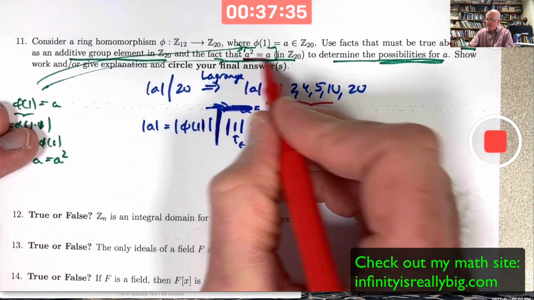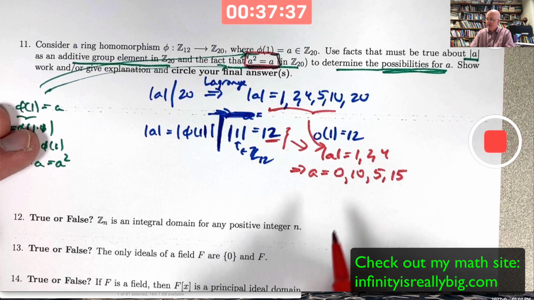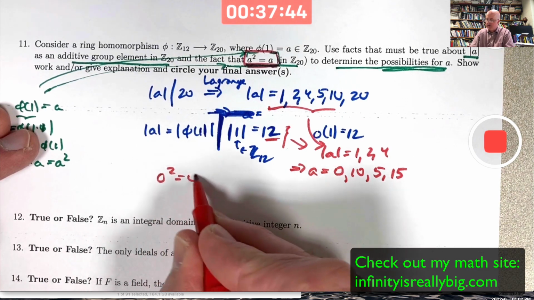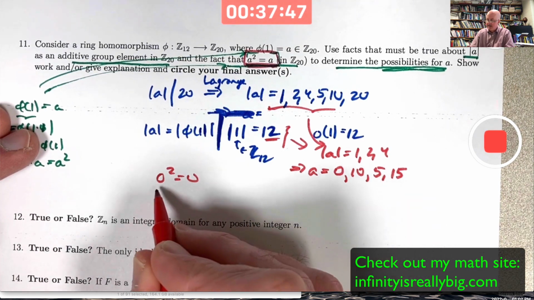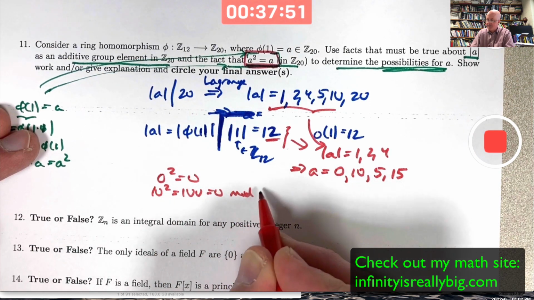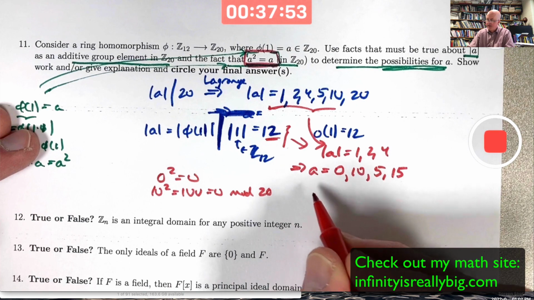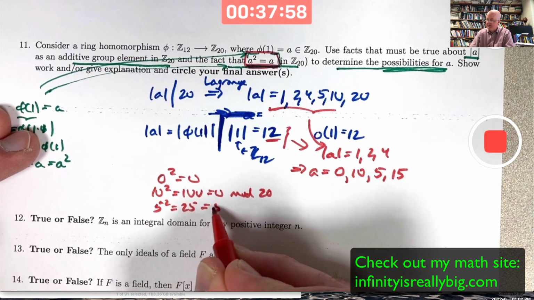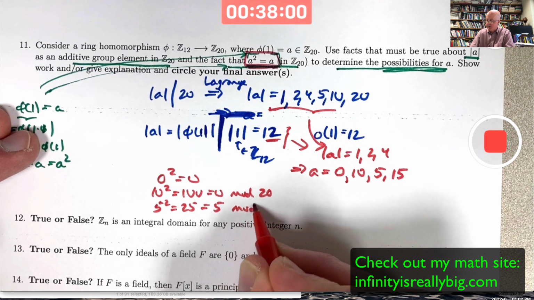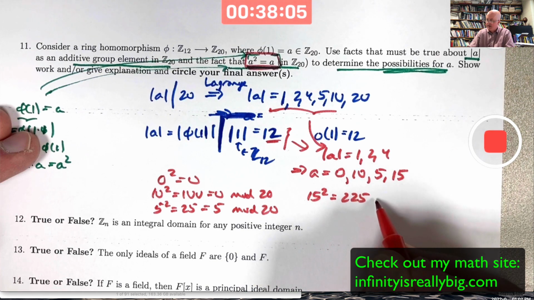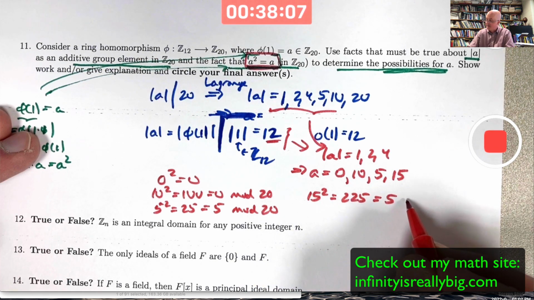We still haven't used this fact that A squared must equal A. When you square these things, do you always get back to themselves? No, you don't. 0 squared is 0, that's fine. That gets back to itself. 10 squared, however, is 100, which is 0 mod 20. That does not get back to itself. How about 5? 5 squared is 25, mod 20 is 5. 5 is a possibility as well as 0. How about 15? 15 squared is 225, mod 20 is 5, not 15.